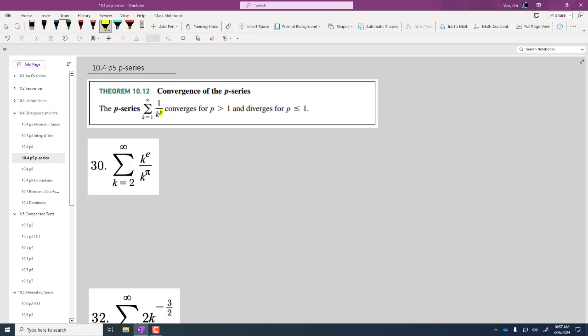So this series right here, let's rewrite this first. Let's think about the divergence test for a moment. Is this going to converge? Are the terms going to 0 or not going to 0?